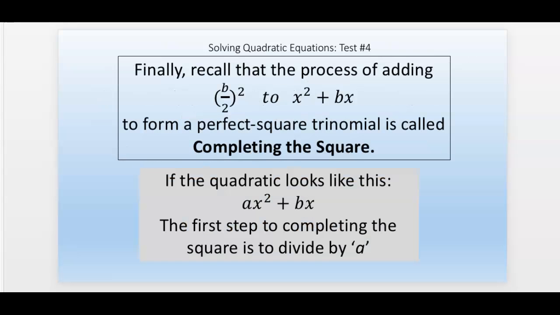Finally, recall the process of adding b over 2 squared to the expression x squared plus bx. Once you get it to look like that, if you divide b by 2 and then square it, that forms a perfect square trinomial. It's called completing the square. Know how to find the c: b over 2 squared. Now, if the quadratic has an a in the front, remember the first step to completing the square is divide everything by a.